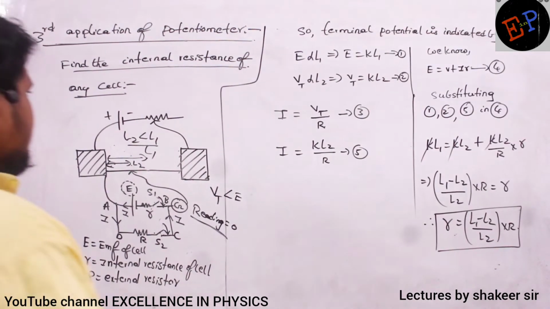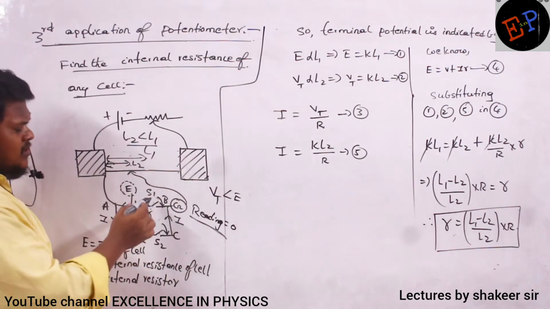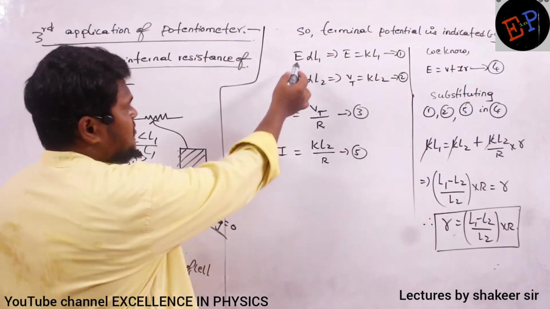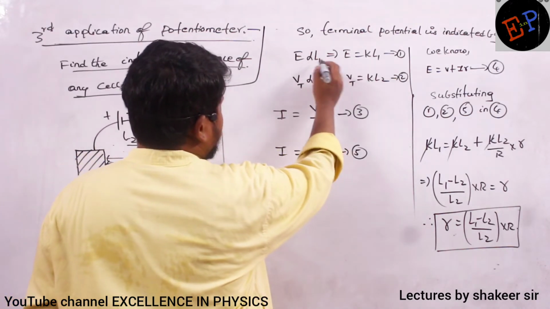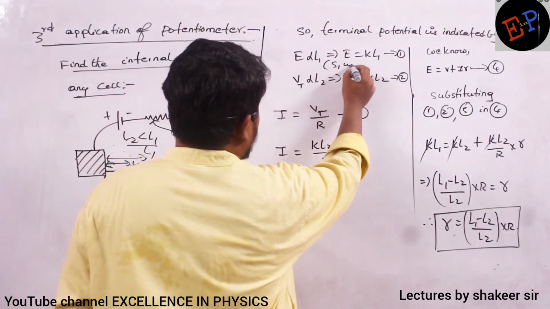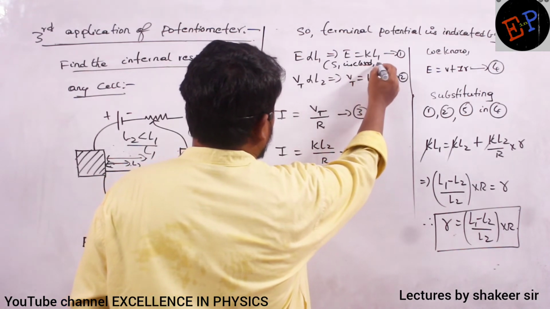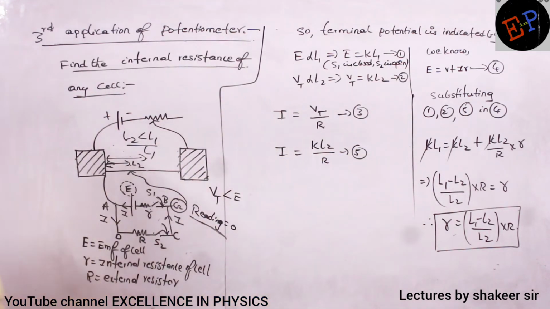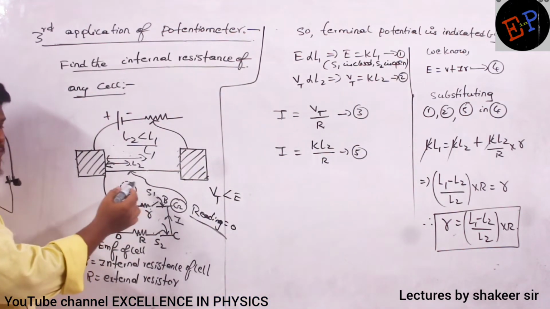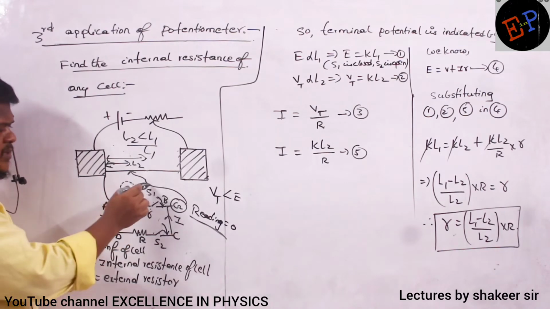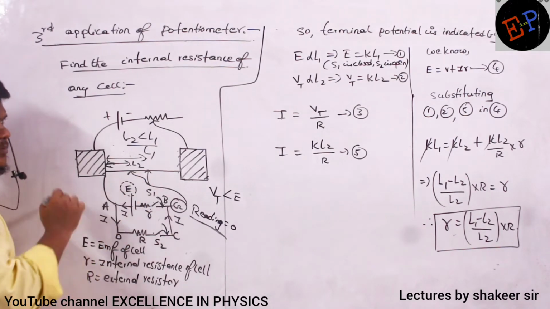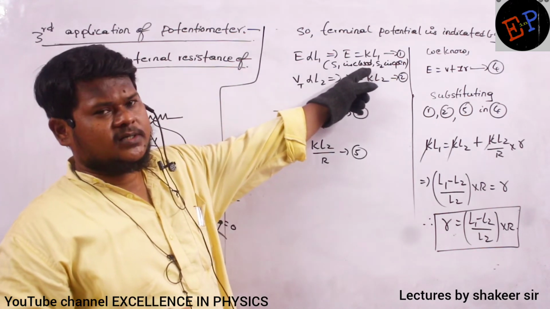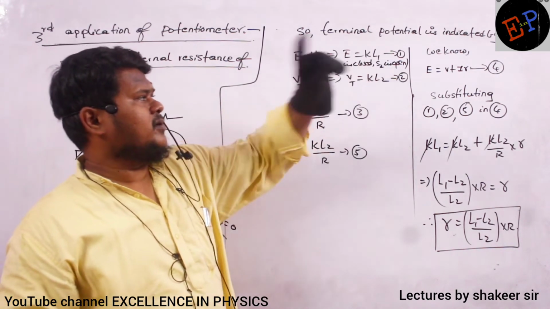Now let us see the equations. When only switch S1 was closed and S2 was open, that was the condition which gave the first equation. So what are the conditions of the first equation? S1 is closed, S2 is open. When S1 is closed, I get balancing length only for the EMF of the cell, at length L1. So EMF is directly proportional to L1. The proportionality constant is K. So E is equal to K into L1.